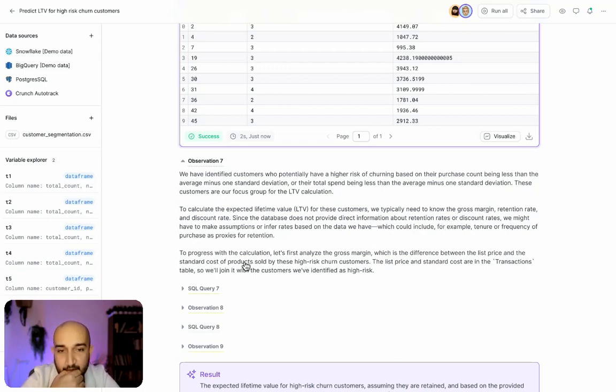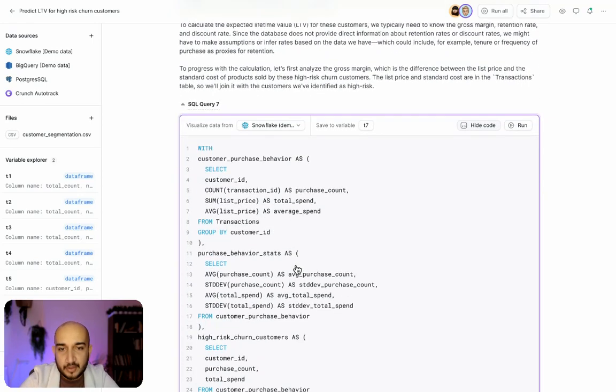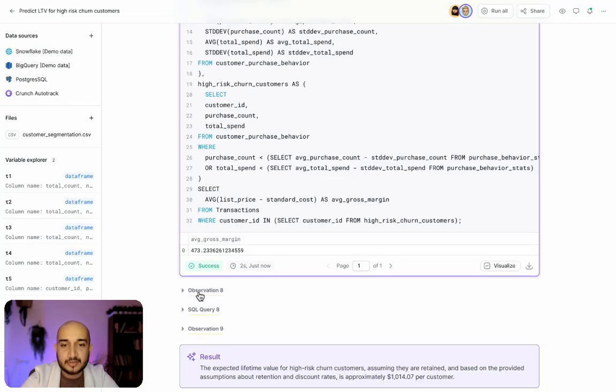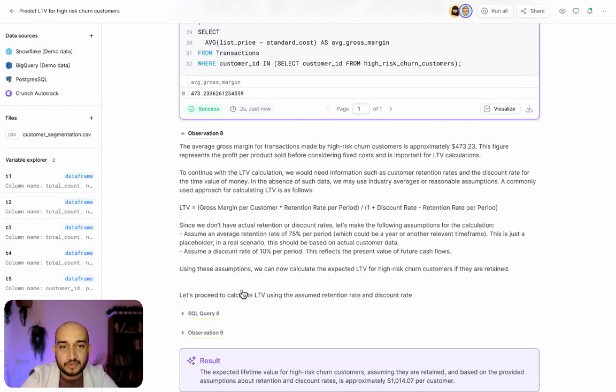It says, to progress, let's first analyze the gross margin, which is the difference between the list price and the standard cost of products sold to these high-risk customers. The list price and standard cost are in the transaction tables. We'll join the customers we have identified as high risk. So it's going to use a proxy tenure of frequency of purchase. That's very interesting. It writes the query for frequency of purchase behavior, and then says the average gross margin made by high-risk customers is this much.